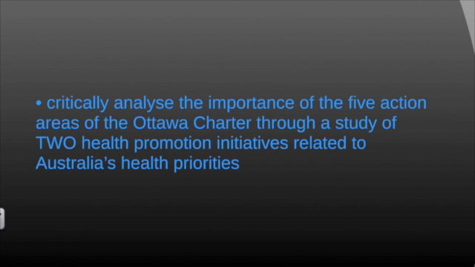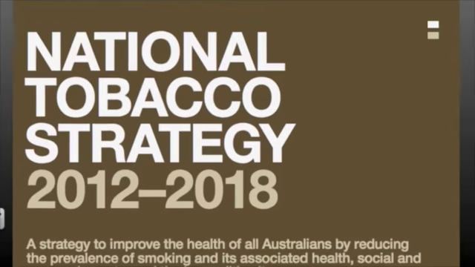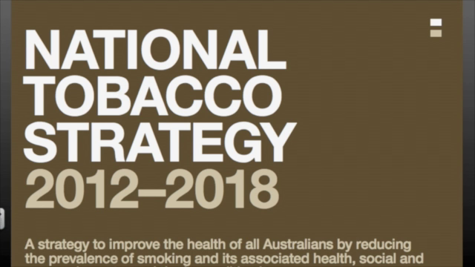Now what I'm going to do here is choose one health priority and give you an example of how to do it, and then give you a couple of suggestions for other health priorities that you could probably do in your own time. So the first one I'm going to start off with is the National Tobacco Strategy. Now this has been going on for a number of years, and it was just started up again in 2012 and will run to 2018.